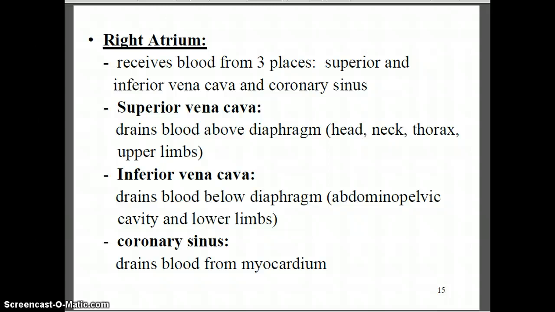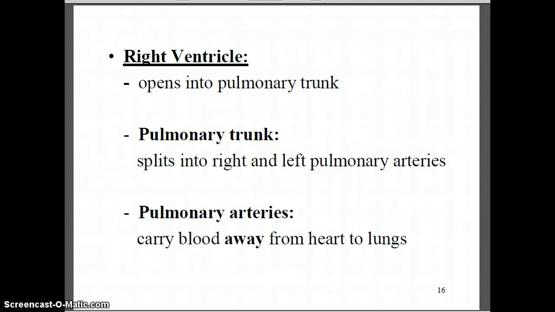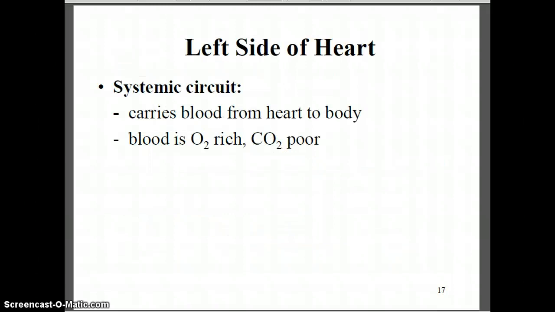The right atrium receives blood from 3 places. You can read about that. And this tells you what these vessels do. Please make sure you understand what these vessels do and where they bring their blood. So the right atrium. The right ventricle opens into the pulmonary trunk and therefore brings blood to the lungs to be oxygenated.